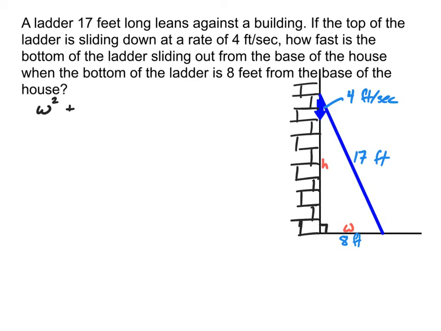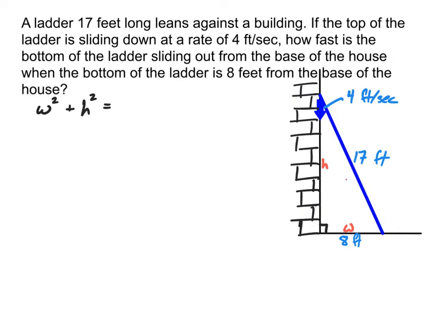Or if you really wanted to be creative here, you could think of it as the distance along the house. That would also make sense for h. And then for this last part, this is going to be the length of my ladder. Now, because the length of the ladder is not changing, technically speaking, you could actually just go ahead and call it 17 here.